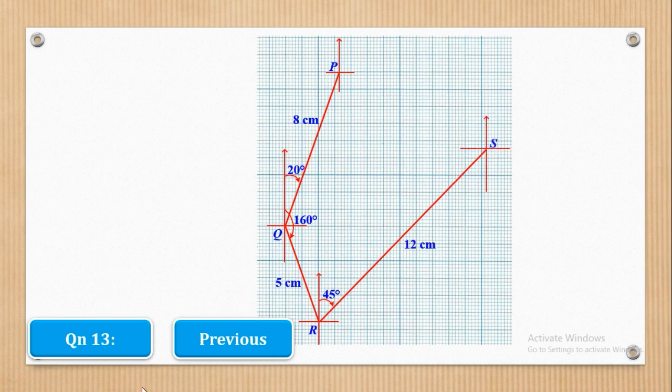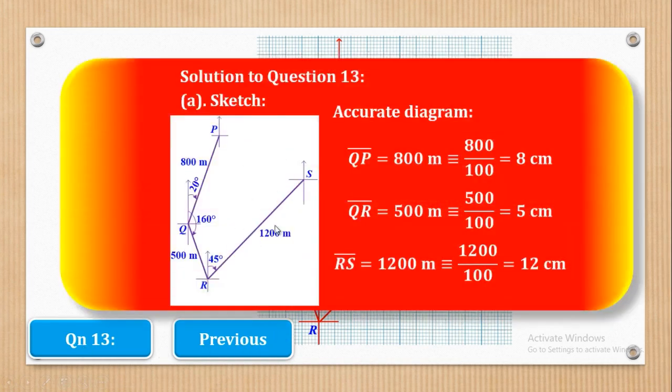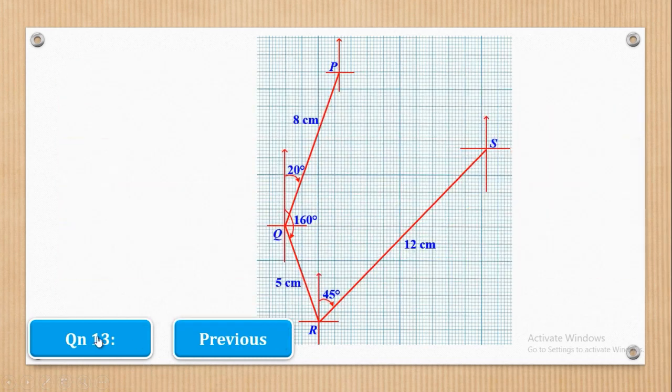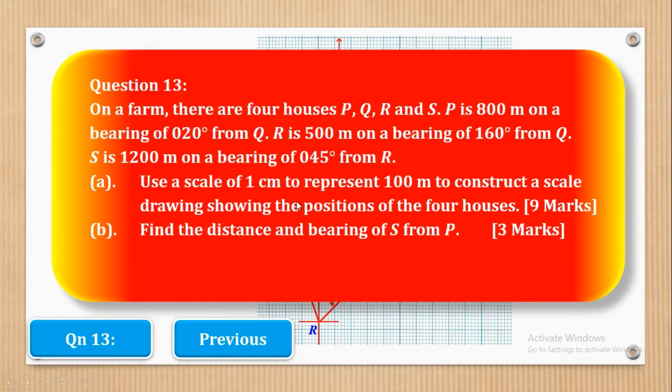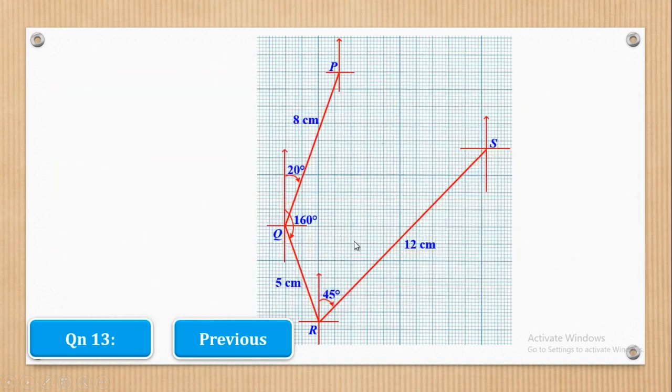Okay, so that is our position S. So I think we have finished drawing our sketch. Next is to use the scale. What did they tell us to do? So they told us that part B, so that is part A. Now part B says, find the distance and bearing of S from P. So they want the distance and bearing of S from P.